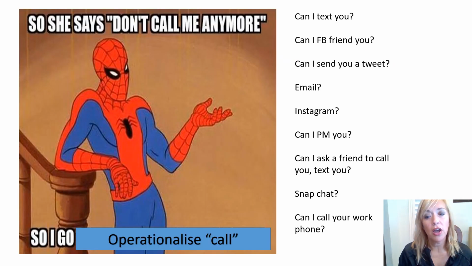So when we're talking about operational definitions, it's really important to define things. So I thought this Spider-Man meme was kind of funny because he says, so she says, don't call me anymore. So I go, can I text you? Can I friend you? Can I still talk to you in the hallway? Can I see you in the cafeteria? Like you have to define what it is when you say don't call me anymore, or like a breakup, define it clearly so that the parameters can be followed. And so I just thought it was a funny meme.